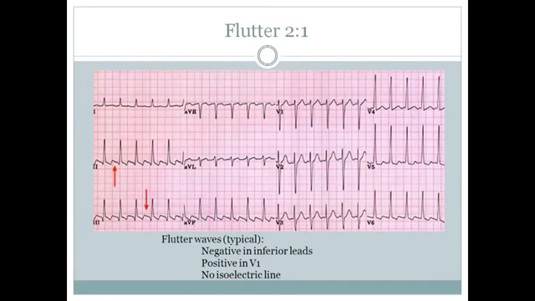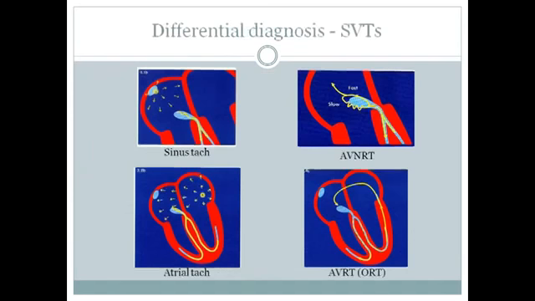Anybody have any questions about how a typical flutter looks? No, I hope not. It's very clear. And not every patient is perfect. These are perfect examples, but you should be able to know if you're dealing with it or not. And if not, ask, because the treatment changes. So, differential diagnosis, and mainly when we have 2-to-1 flutters.